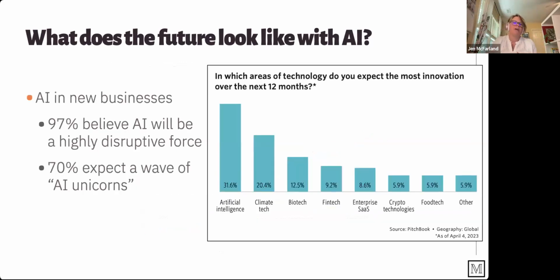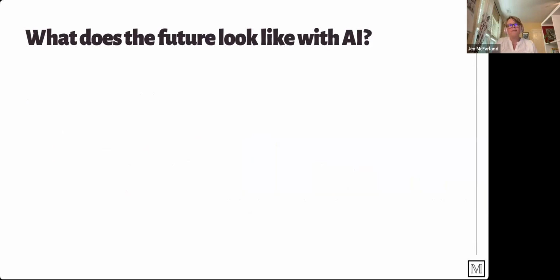If you look around, a lot of people who are building new tech are expecting AI to generate a huge wave of new businesses. It's expected to be a highly disruptive force and to create a lot of quote unquote AI unicorns across climate, biotech, financial technology, all these different industries. And there's real conversations to be had about artificial intelligence in the classroom.